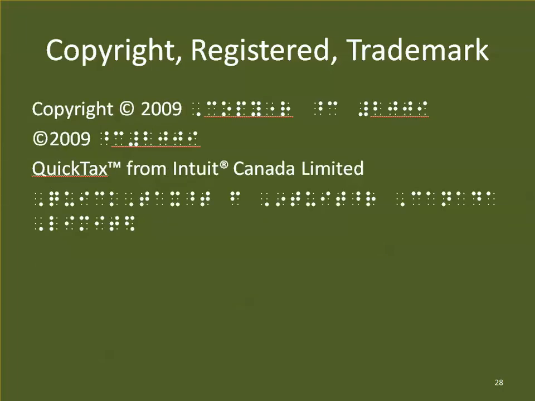For instance, if we saw copyright and then the copyright symbol, 2009, spaces on either side of that copyright symbol, that's what we braille in Braille. Or if we see it unspaced from a year, then we don't space it in Braille either. If you have QuickTax trademark from Intuit Registered Canada Limited, that's where we see it's not considered in superscript position. We just braille QuickTax, immediately braille the symbol for trademark, and then we have Intuit and immediately braille the symbol for registered.